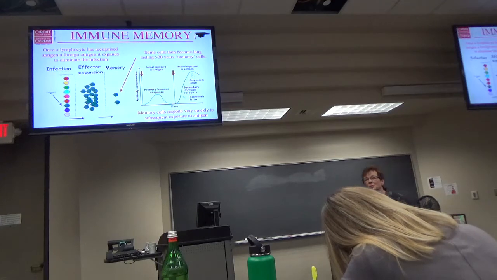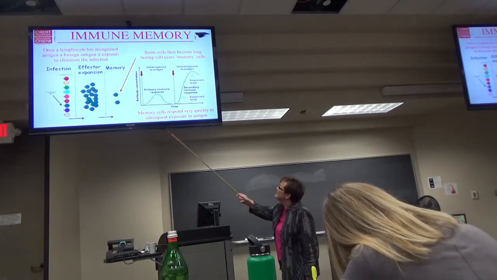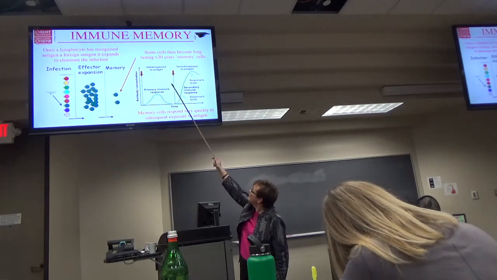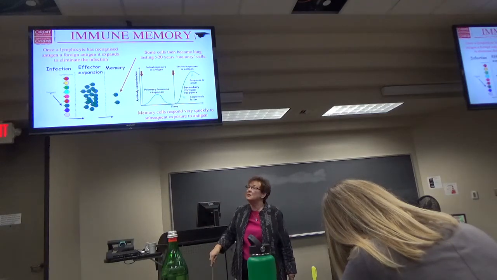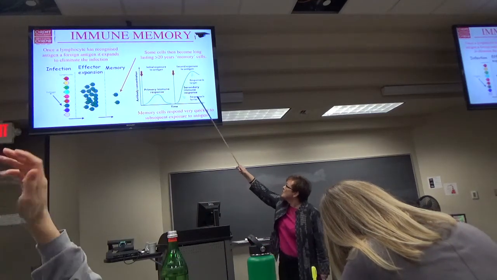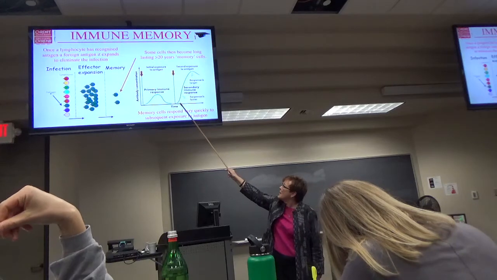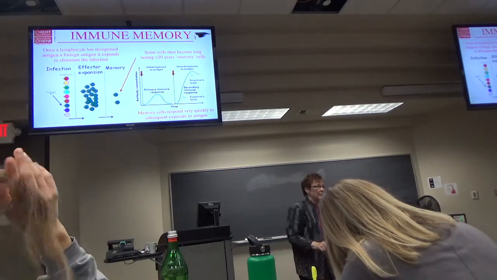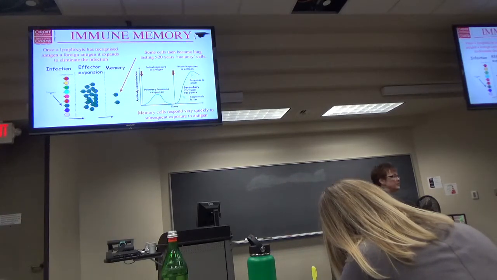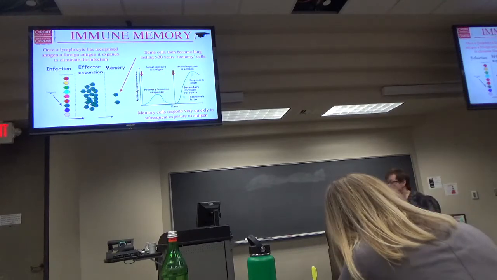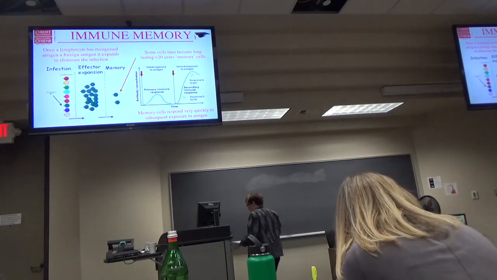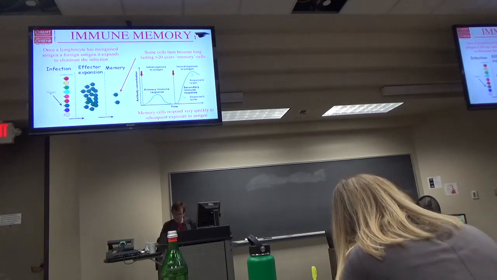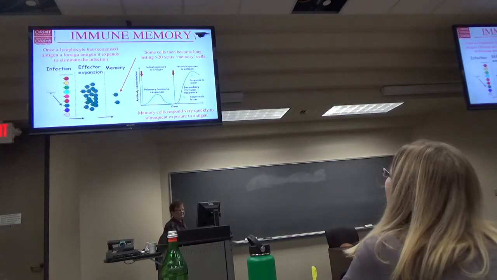So they remember strategy. And they're long-lived. 20 years, that's a long time. So then you can see the speed of the response and the magnitude of the response is so much greater than it was the first time with the help of those memory cells. So that's what they're talking about when they're talking about immune memory.